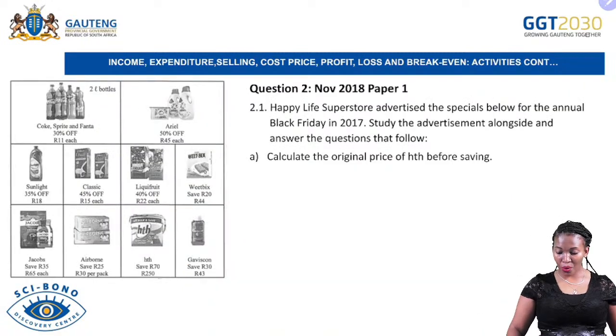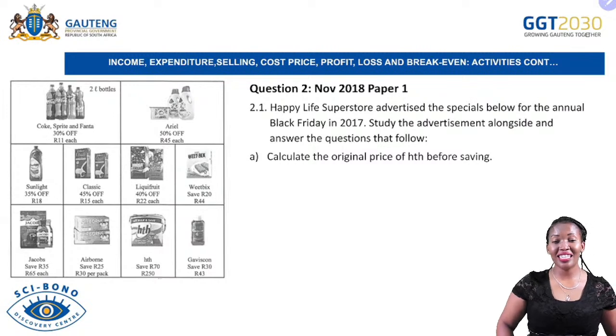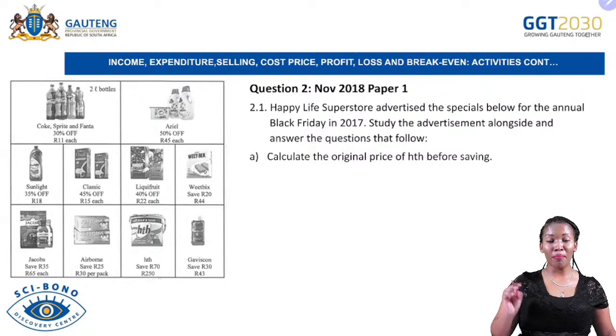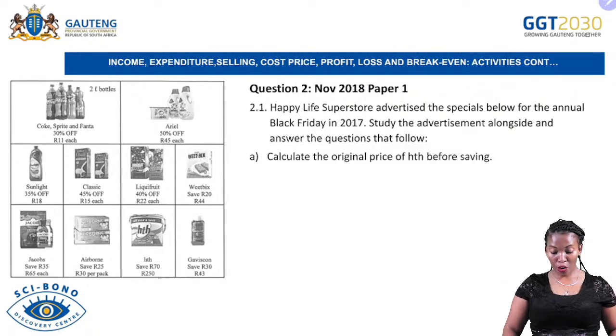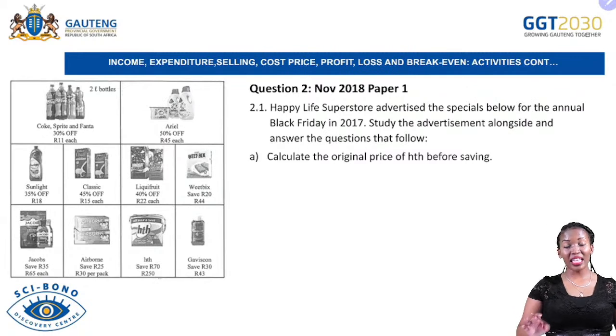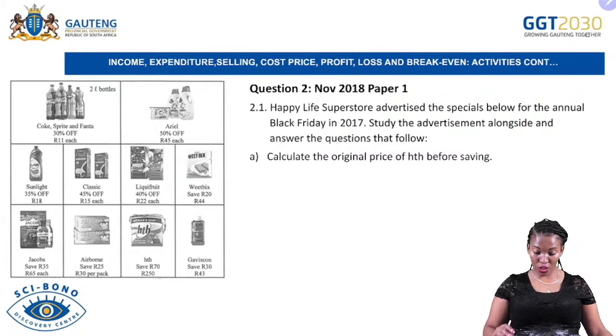So here is another question from another National Senior Certificate question paper. This one is the 2018 paper 1. So we've got an advert from a superstore. Let's read the information and see what they've got in store for us.